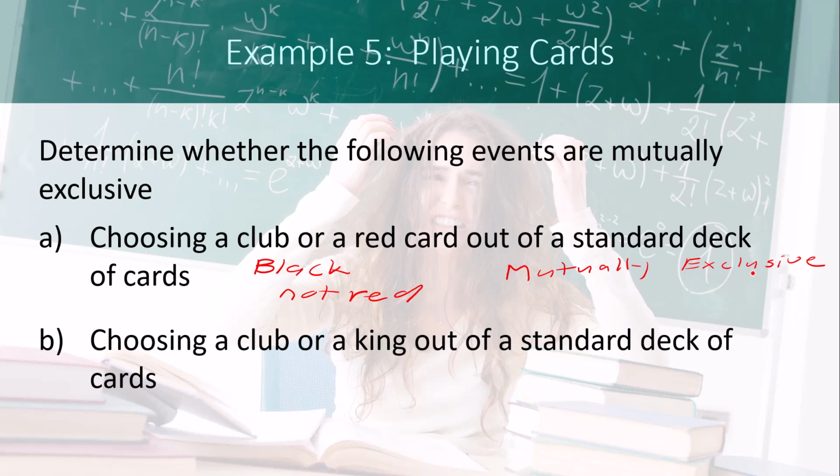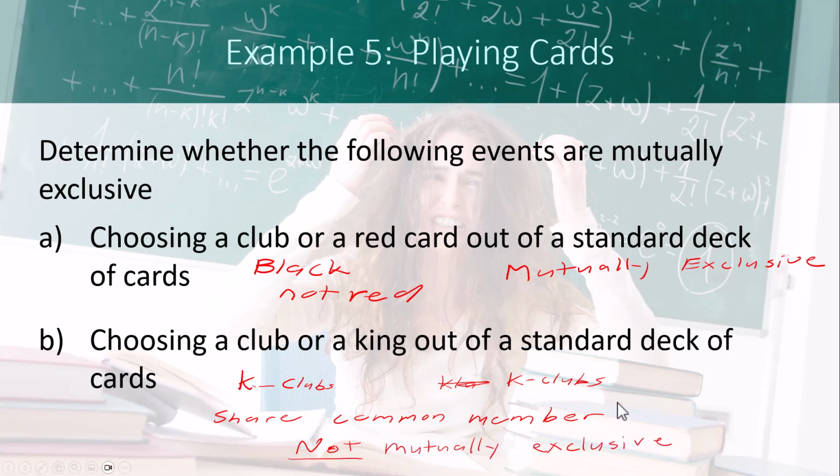Okay, next. Choosing a club or a king out of a standard deck of cards. Well, keep in mind that both of these events have a common member. The clubs contains a king of clubs, and the set of all kings contains a king of clubs. So they share a common member. Therefore, they are not mutually exclusive.